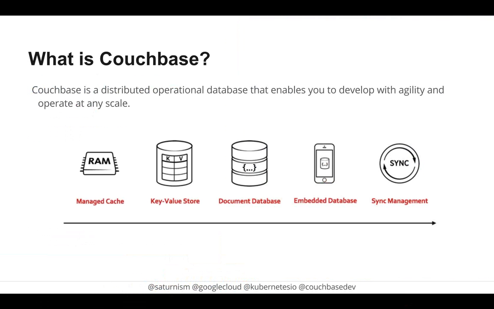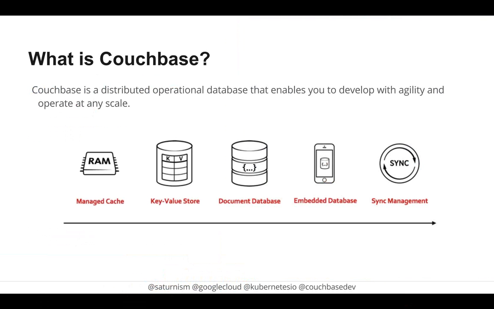So let's start with what is Couchbase. Couchbase is a distributed operational database. It's a NoSQL document database. It's fully open source. It provides all the tools that you need to build your applications with agility and operate at any scale. And we'll dig into each of these pieces a little bit more.